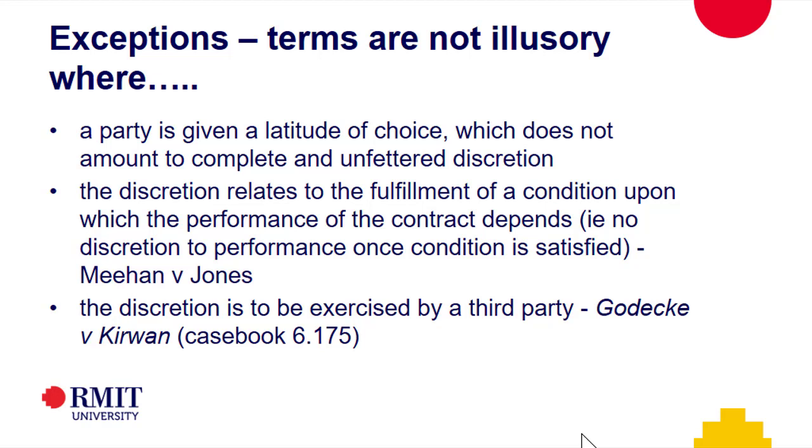Where the discretion relates to the fulfilment of a condition upon which the performance of the contract depends. So something like Meehan and Jones, which is the case Sue started talking about and we'll come to in just a moment. But can somebody else make a decision? So the solicitor's additional terms, for example, or the discretion is to be exercised by a third party. So an independent valuer we just spoke about earlier, but where somebody else comes in and makes a choice.